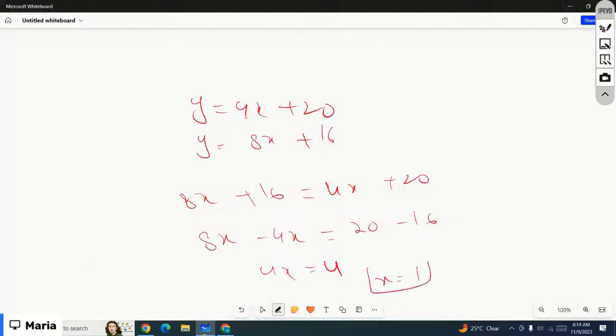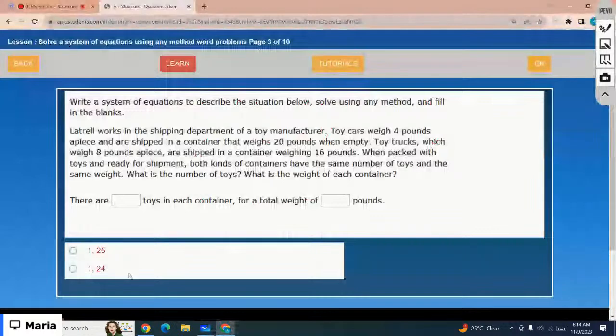Now substitute x equals 1 in any of the equations and solve for y. 4 times 1 plus 20, so that is 4 plus 20, that is 24. So that means the solution of the system is 1 and 24. Got it? So option number 2 is the correct option.